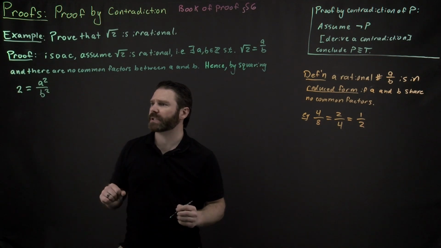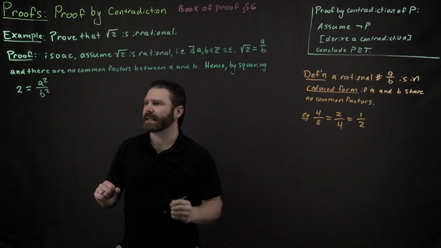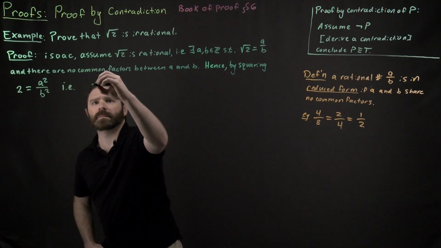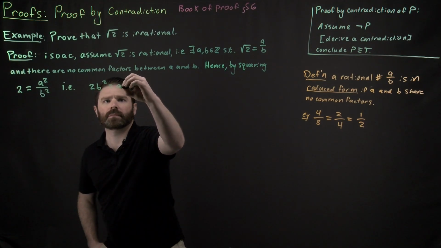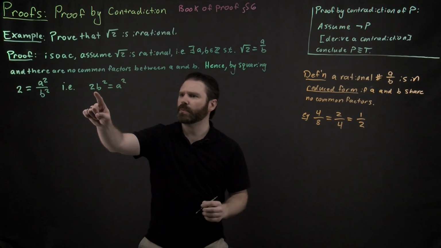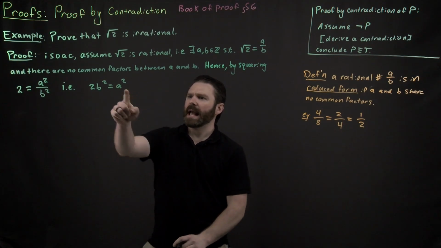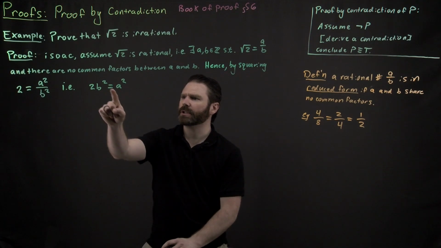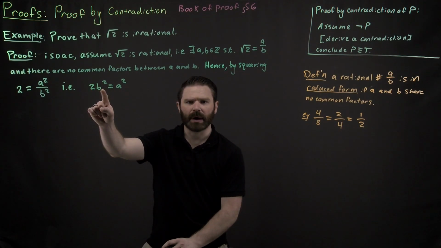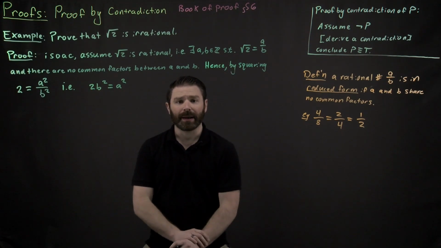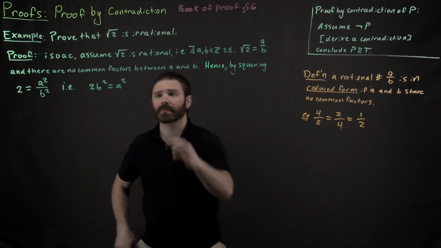And if I rearrange this just a little bit, what I'm going to get is that 2b squared equals a squared. Well, a squared equals 2 times some other integer. That means it's even.